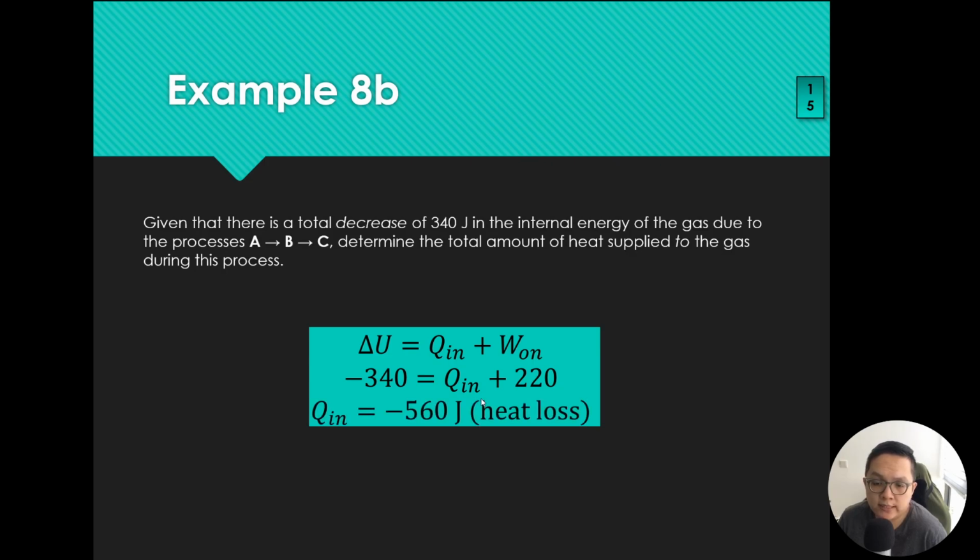Realize that Q in is a negative value. The system is giving out heat as you do this process. As you do the compression, you're allowing the system to lose heat as well. So the answer is negative 560 joules. This is a heat loss.